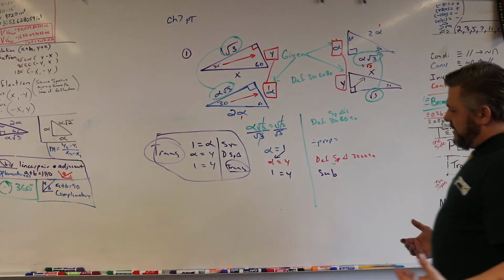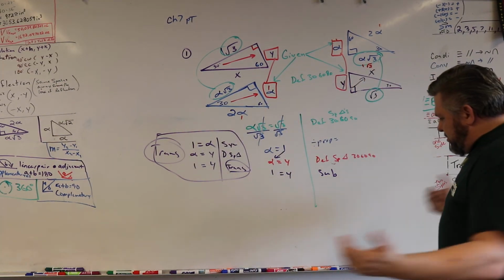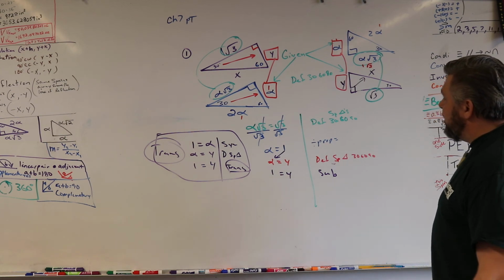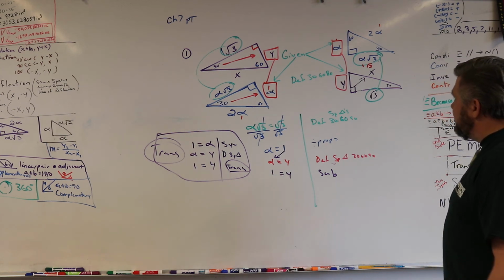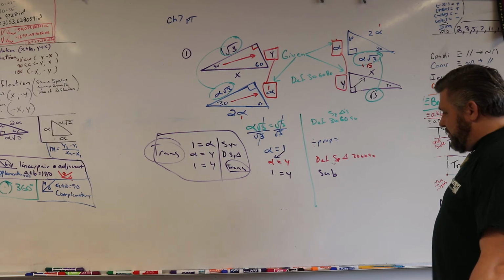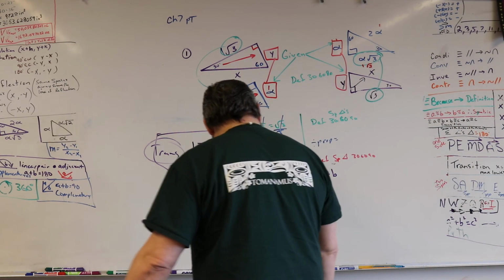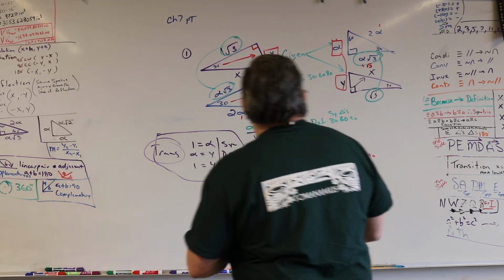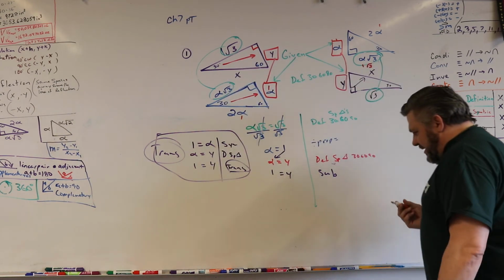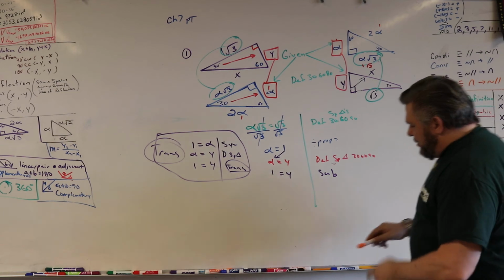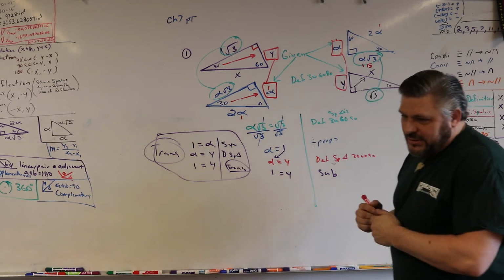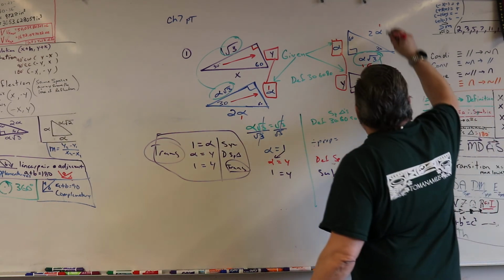Use another color that I haven't used. What color haven't I used? I used green, I used red, blue, and purple. Orange? Okay. Alright, orange. Orange is a lot like red though. Can we use brown? Yeah. Let's go with brown. Alright.